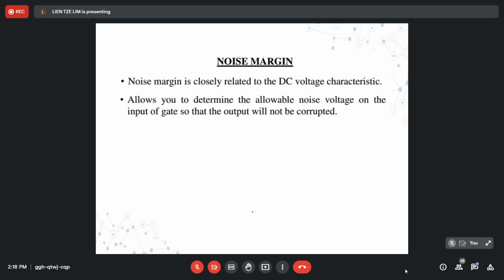Okay, so now I go to the next slide. Noise margin is closely related to the DC voltage characteristic. It allows you to determine the allowable noise voltage on the input of the gate so that the output will not be corrupted. If the output is interpreted incorrectly, it means that the output has already been corrupted.